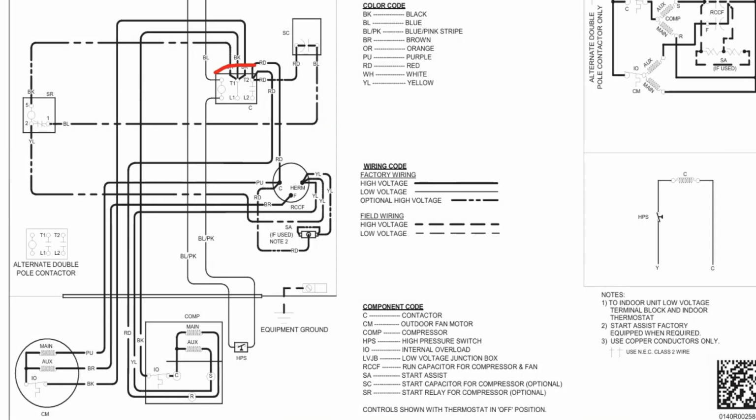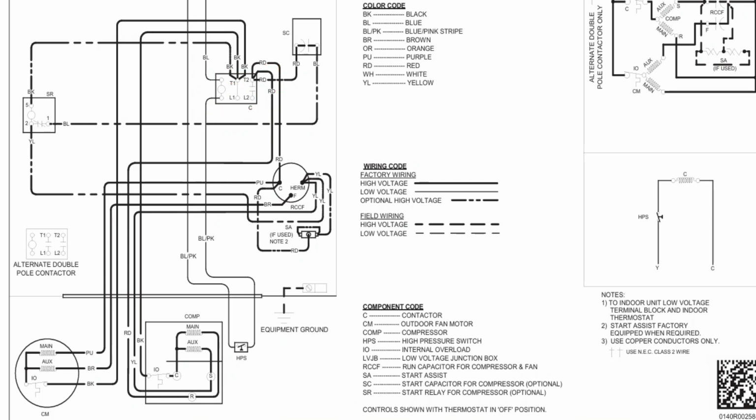So you can see right here we have our contactor. This is a schematic for an outdoor condenser unit. And on this contactor we have L1 and L2. So what we're dealing with here is 230 volts. We have two power legs. We're going to have 115 to 120 on each one of these legs.